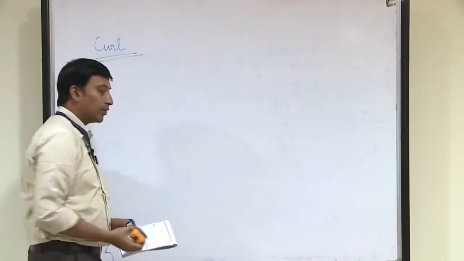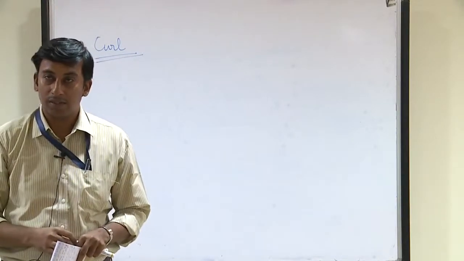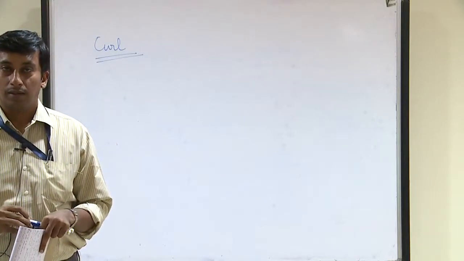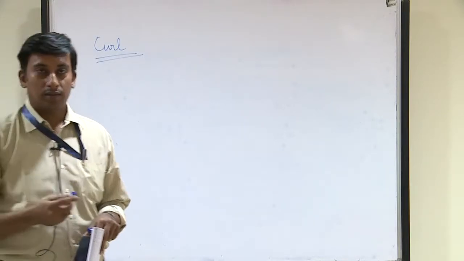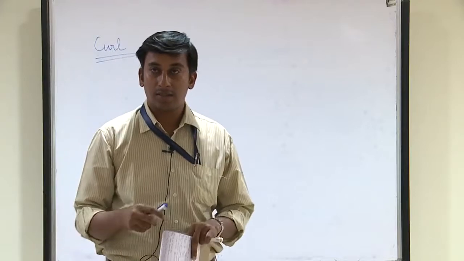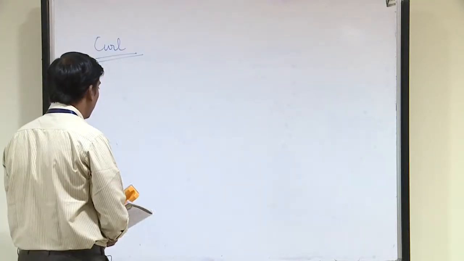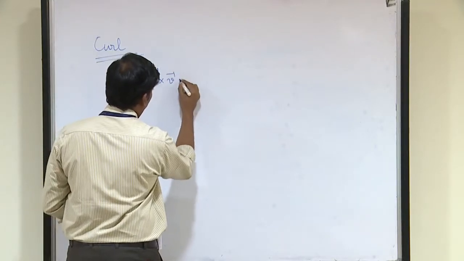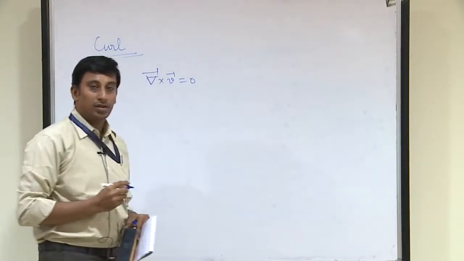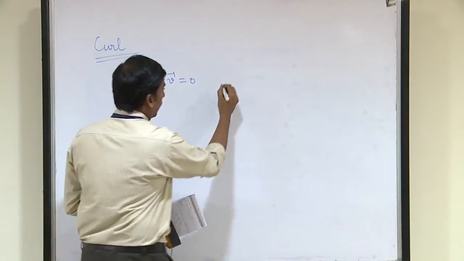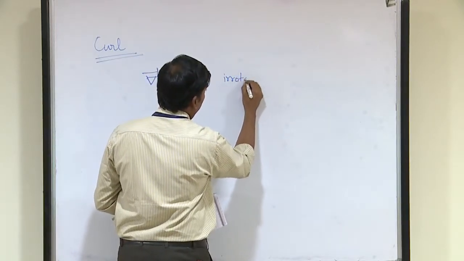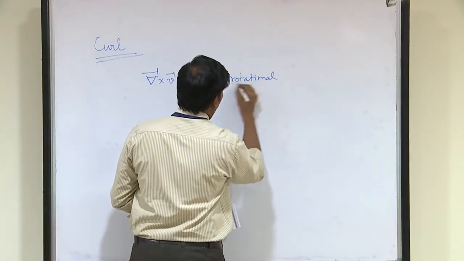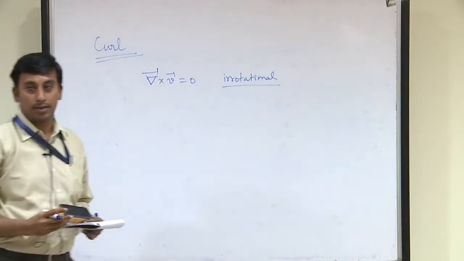So if divergence of V is equal to 0, then we say the vector field is solenoidal or divergenceless. Similarly, for a given vector field V, if curl V is equal to 0, then such a field is called irrotational or curlless.